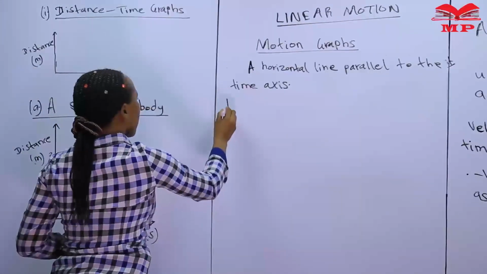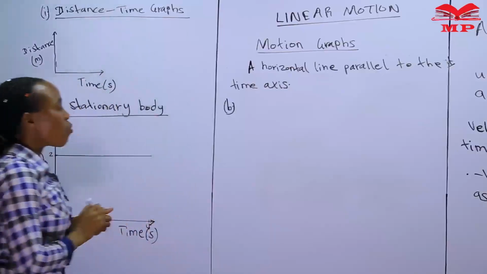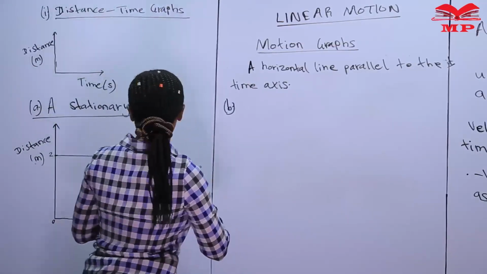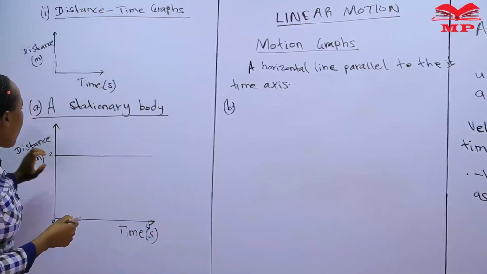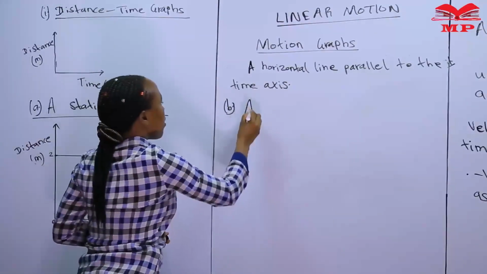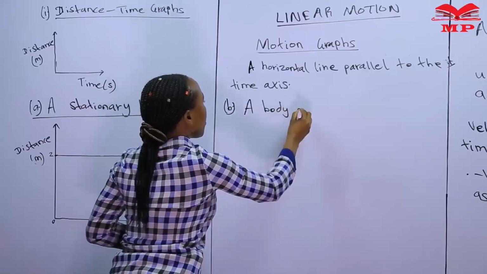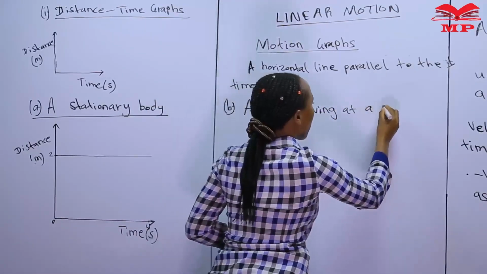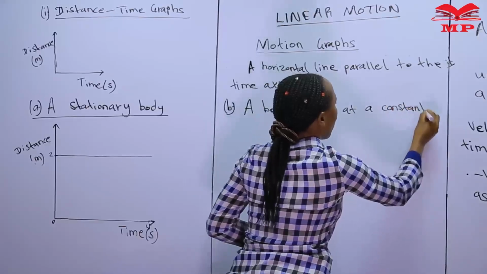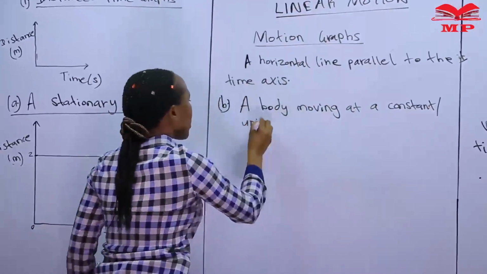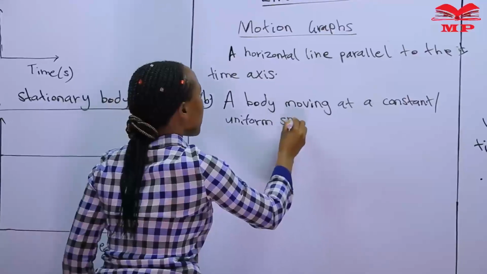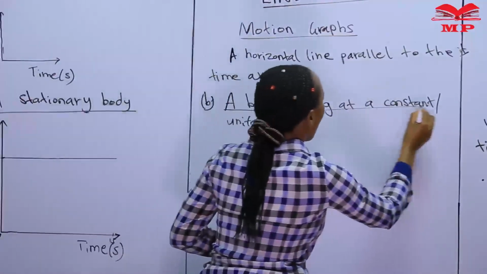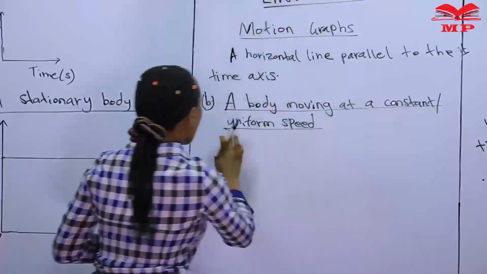Then we have number B, for a body moving at a uniform speed. We have a stationary body here, then we have a body moving at a constant or uniform speed. A body moving at a constant or at a uniform speed.